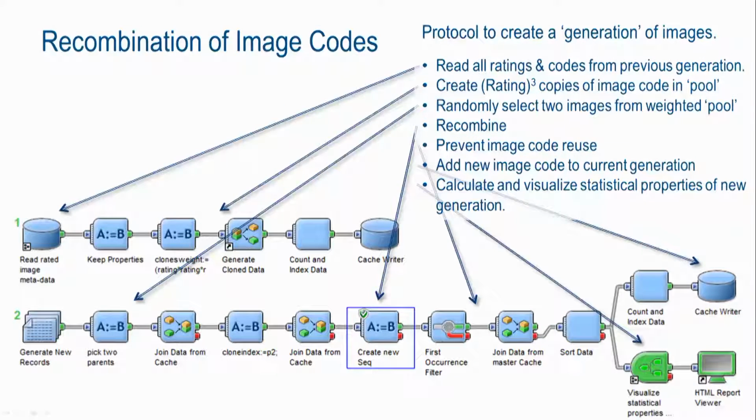So we've now generated some initial images. We've actually done the visualization and we've given them a rating. Now we need to create the next generation of images. And so here's a protocol that does that.